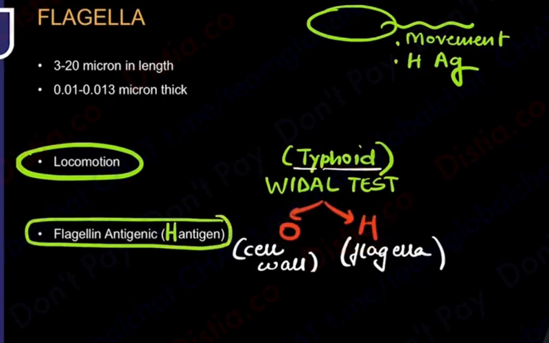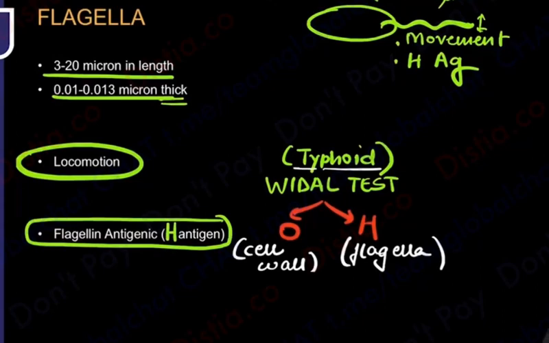If you want to learn the dimensions, it is 3 to 20 microns long. In terms of length, it is 3 to 20 microns. And in terms of the width, of course, it is very tiny, 0.01 to 0.013 microns. I don't know why they have even written thick, because that is not even the resolution of a light microscope. The resolution of a light microscope is also not 0.01 microns. I won't be able to see it on a light microscope.